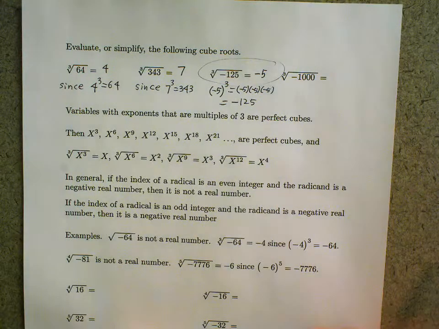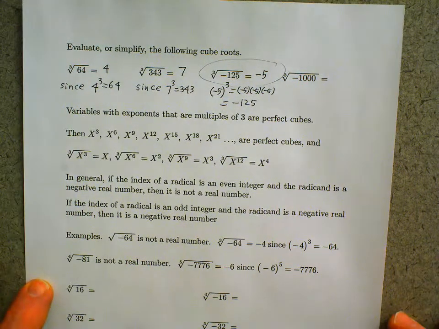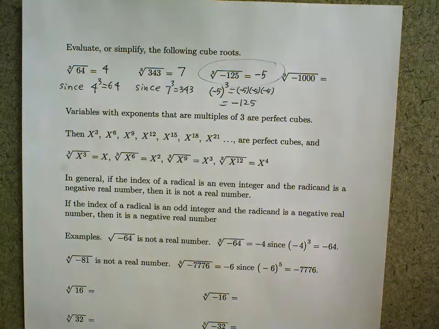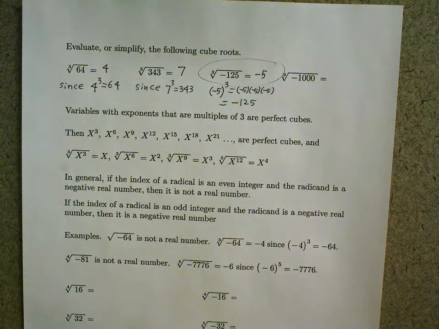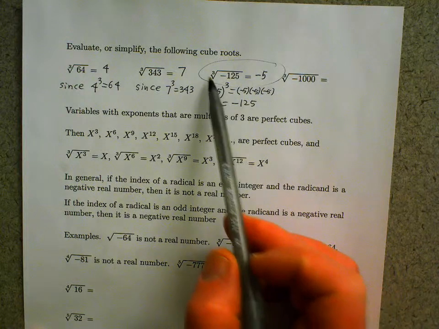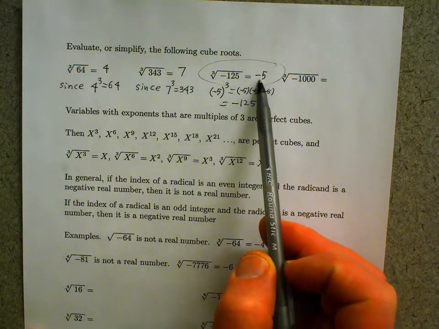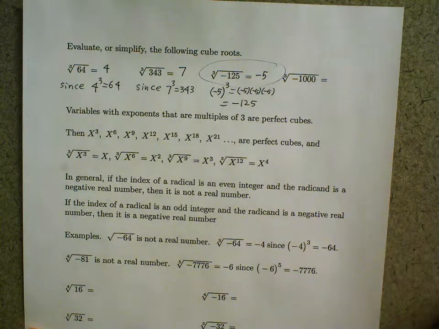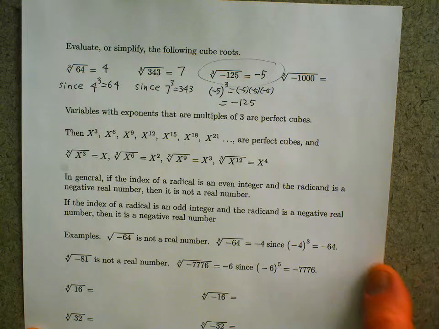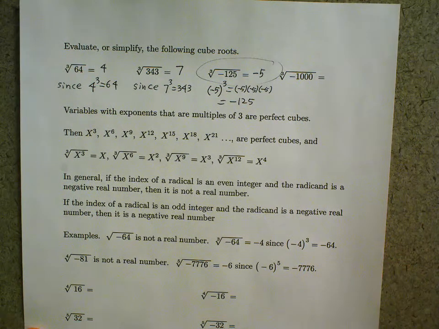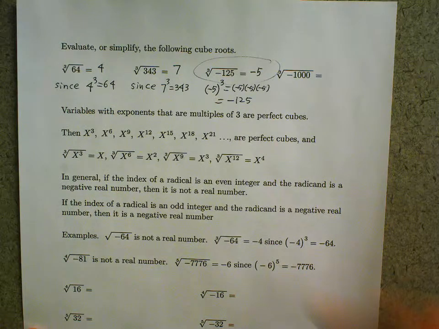Okay, so cube roots are different than square roots. The square root of a negative number is not a real number, but the cube root of a negative number is a negative number, a negative real number. Okay, so that's a difference between square roots and cube roots that you'll have to make sure you understand.